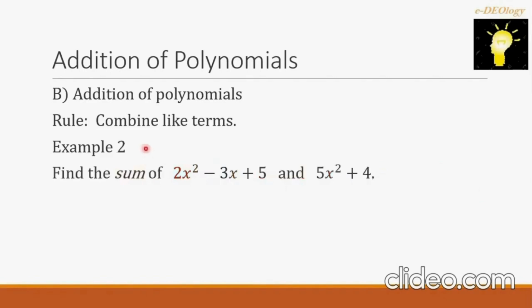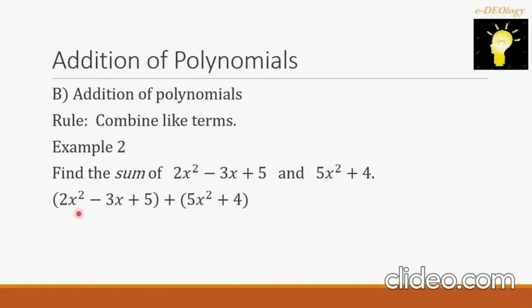Let's see the second example. Sometimes a problem will come to you like this. Find the sum of the polynomial 2x squared minus 3x plus 5 and the polynomial 5x squared plus 4. We can rewrite this problem like this. Put a grouping symbol to the first group, list here, and then put a plus sign. Then take the second group, put a grouping symbol and place it next to the first group. And then we will go now to combining like terms.